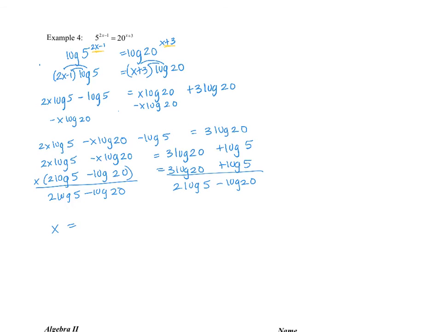So I have x equals, and now when I use my calculator, I'm going to put parentheses around what's in the numerator, then hit the division symbol, and then put parentheses around what's in the denominator, so my calculator follows the order of operations correctly. So you put parentheses, you do 3 log 20 plus log of 5, and then open up parentheses for the denominator as well, just so your calculator keeps everything straight, 2 log 5 minus log of 20. And what you should get is that x equals 47.488 when you round to the nearest thousandths.